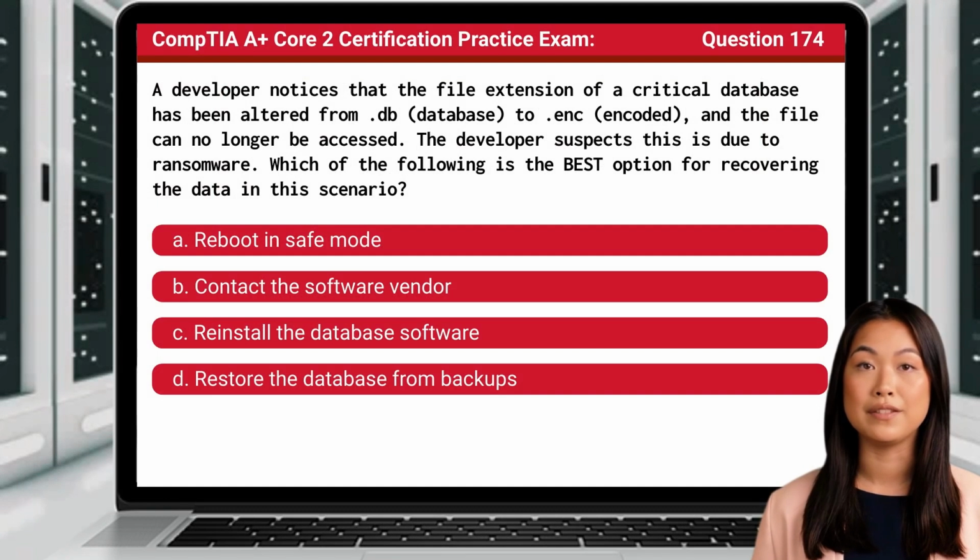Question 174. A developer notices that the file extension of a critical database has been altered from .db to .enc, and the file can no longer be accessed. The developer suspects this is due to ransomware. Which of the following is the best option for recovering the data in this scenario?